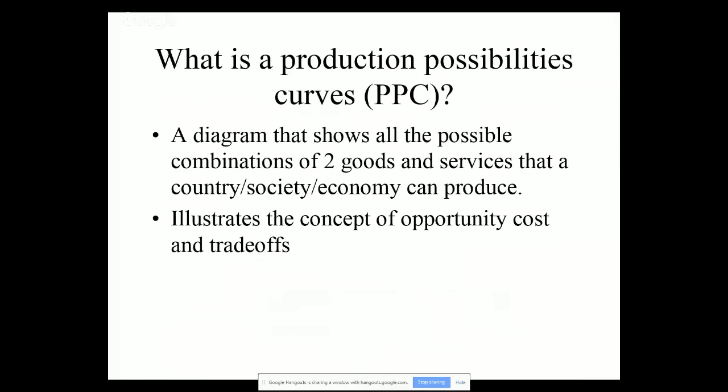So now let's go on to the main topic, which is a production possibility curve. So what is a production possibility curve? A production possibility curve is a diagram that shows the combination of two goods and services that a country, society, or economy can produce. It's any two goods and services. The reason that we talk about production possibility curves is because it illustrates the concept of opportunity cost and trade-offs. We've been talking about what opportunity costs and trade-offs are in class, and this is a diagram that illustrates that concept of opportunity cost, which is what you give up, and a trade-off, which is in order to get something, you have to give something up.